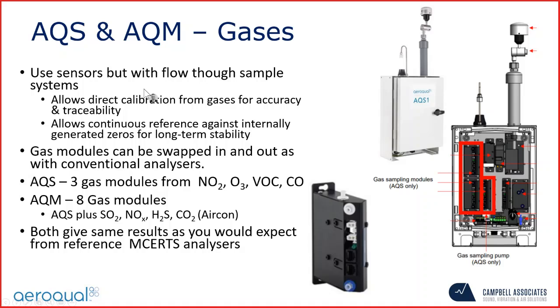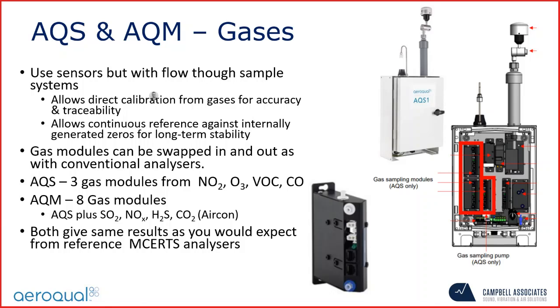Okay, so looking inside the AQS, for gases, we've got individual modules for each gas, which can be swapped in and swapped out if necessary. The main one obviously is going to be NO2, but also ozone, VOCs and CO. The bigger unit, as I said, you can have 8 units in there, but that's really going to be for the very, very big systems. I don't think there'll be a lot of those in the UK.